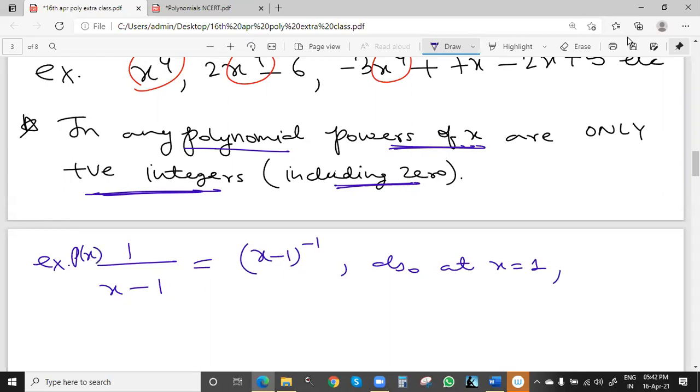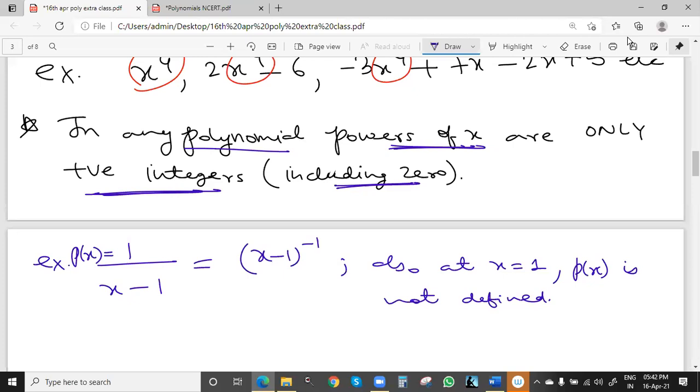At x equal to 1, this p(x) is not defined. So p(x) is the polynomial that is equal to 1 by x minus 1. This can be written as (x minus 1) to the power minus 1, and we can see a negative power of x, that is minus 1. Also, at x equal to 1, this is not defined.